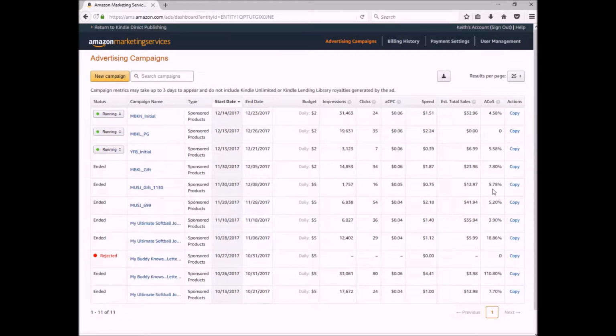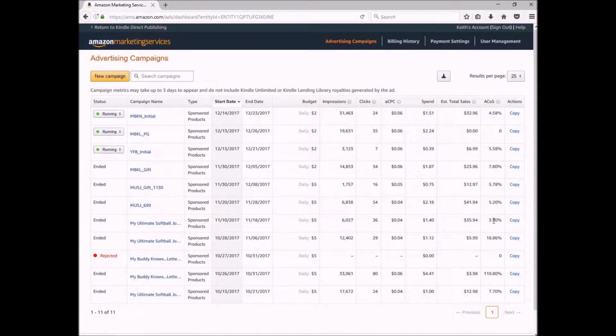The way to find out if your particular campaign was profitable is you want this percent to be lower than whatever your royalty percentage is. So if your royalty percent is 70%, then you want this to be below 70. As with most people, mine is 35%. So I need this to be lower than 35%.